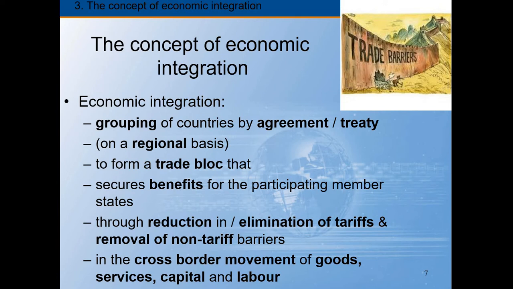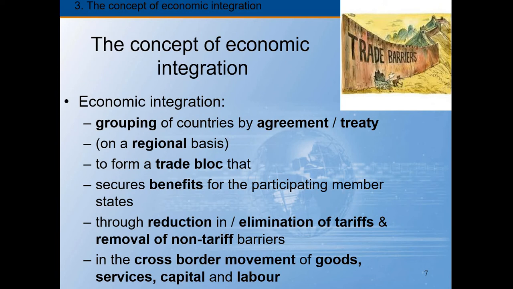It generally takes place on a regional basis, so countries that are located close to one another form a trade bloc that secures benefits for the participating member states. How does it do this? Through reducing or eliminating tariffs and removing non-tariff barriers in the cross-border movement of goods, services, capital, and or labor. Okay, so what does it mean?